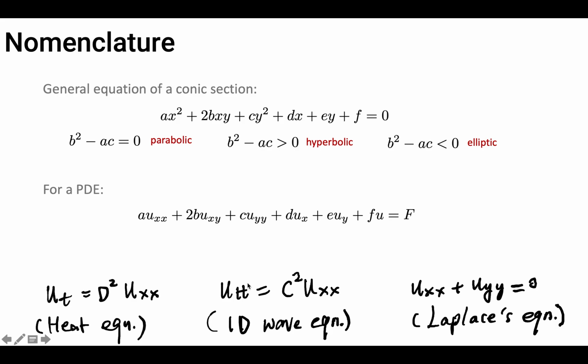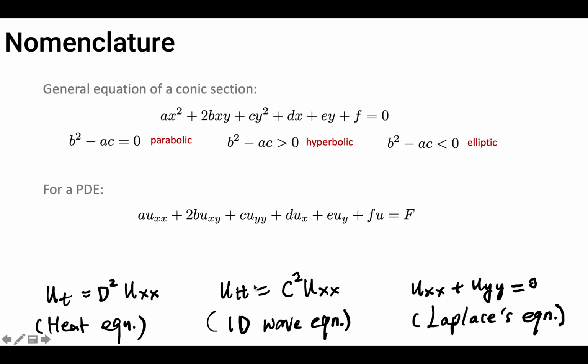As a second example, let us look at this 1D wave equation. We have utt, where t usually denotes time, equals c squared times uxx. So again, we are writing this equation with variables t and x instead of x and y. It's just different names of variables, so that doesn't really matter. So imagine that we have this equation and t replaces the role of y here. We still do not have mixed terms uxy, so b is 0 here.